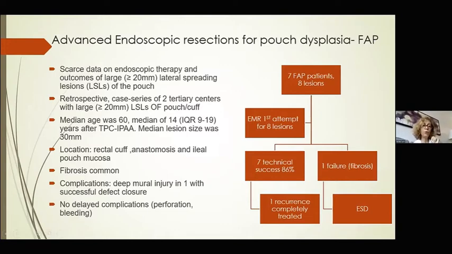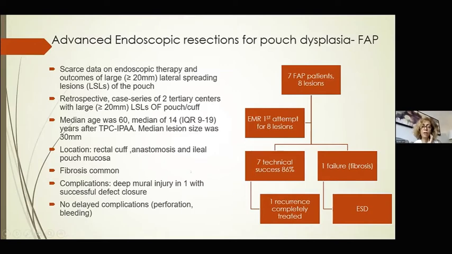I would like to share with you really quickly a recent experience that we had with advanced endoscopic resection for advanced dysplastic lesions in the pouch in FAP patients. This is from the last few months at two referral centers in Israel. We have 7 FAP patients with 8 lesions. All lesions were laterally spreading lesions larger than 20 millimeters, and all cases were offered EMR as first-line therapy. The mean size of the lesions was about 30 millimeters.